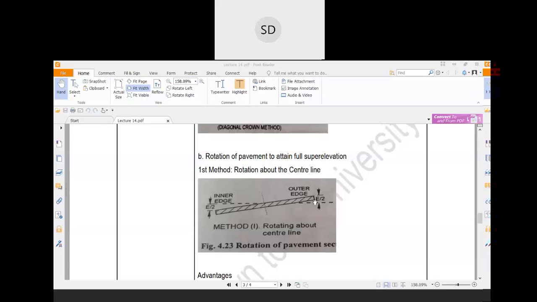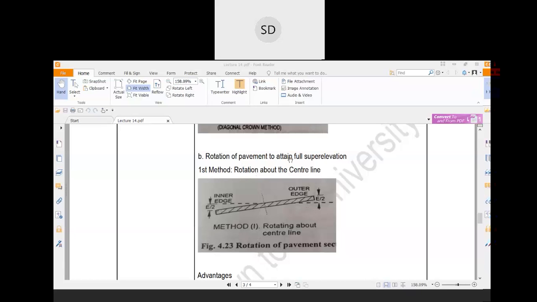Okay, and you have to provide the super elevation of e by 2 on each side. Suppose your total super elevation is 7 mm. In that case, you have to lift the outer edge by 3.5 mm and lower the inner edge by 3.5 mm. So ultimately your total super elevation would be 7 mm. So it gets halved.